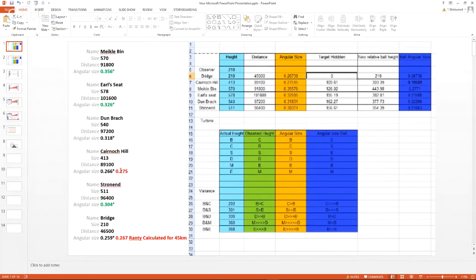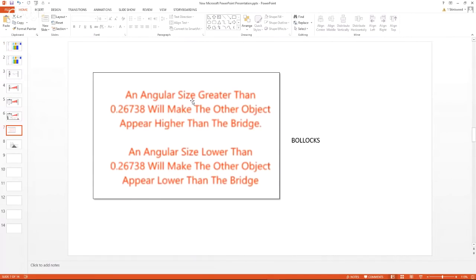But for Cárknock, he says that an angular size greater than 0.26738 will make the other object appear higher than the bridge. An angular size lower than that will make it look lower than the bridge. Well, that's not exactly true, Ranty. At that distance, you are 100% right. At that distance.